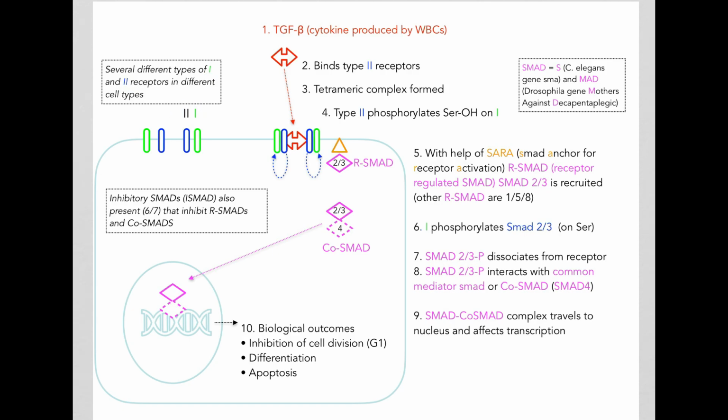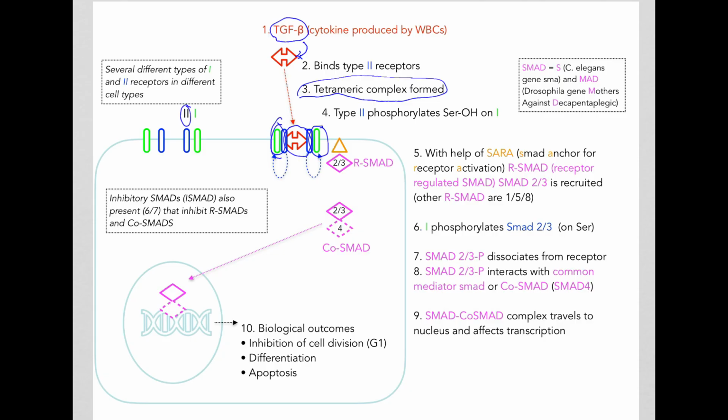So when there's no signal present, here we'll look at the signal TGF-beta, which is basically a protein, a cytokine that is produced by white blood cells. So if there's no signal present, you can see these receptors are separated from one another. Now, once the signal TGF-beta comes and binds the receptor, and it binds at the blue ones here, which is type 2, you can see it brings two type 2 together, and that causes the type 1 to also associate with the complex, and that forms a tetrameric complex.